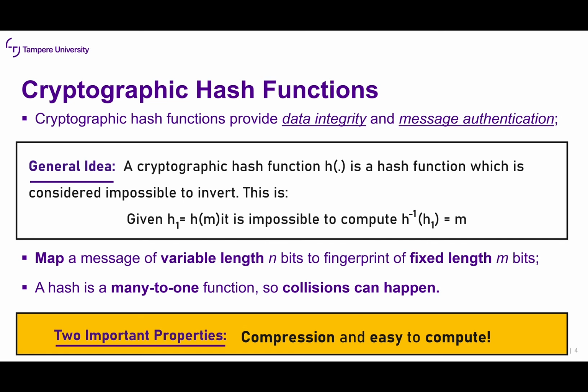Now, two important properties of cryptographic hash functions: they can be used to compress a message. We will see this in the next lecture about digital signatures. And they are easy to compute. So it's very easy to compute the hash of m. It doesn't take much time. It doesn't need many computational resources and so on.